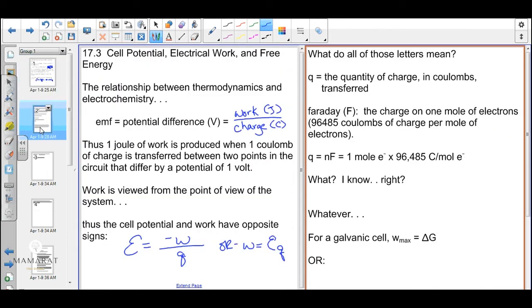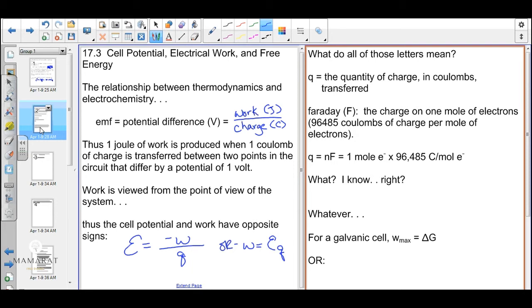If we look on the next page, it says, what do all these letters mean? In this case, that little q, now remember we talked about heat before with a little q? Now little q means a quantity of charge in coulombs transferred. And so now we're going to get into what is a coulomb. Well, we have a number called a Faraday, a capital F. The charge on 1 mole of electrons is 96,485 coulombs of charge. So now that kind of tells you what a coulomb is. It's a unit of charge. 96,485 of these units of charge equals a Faraday.